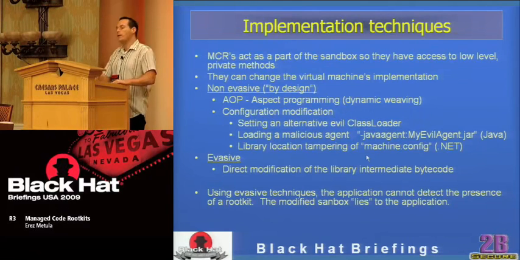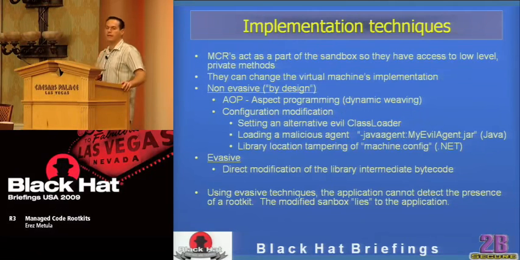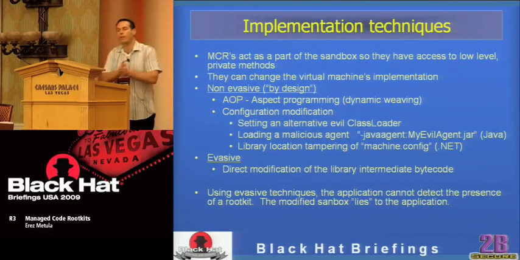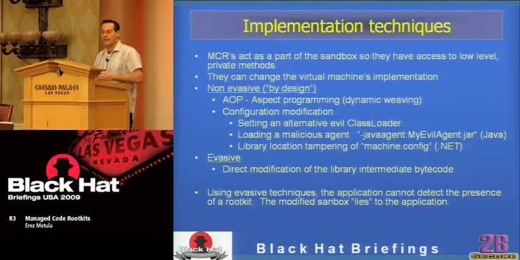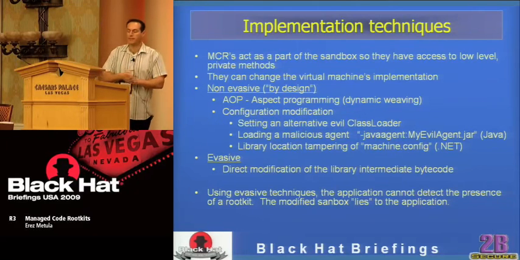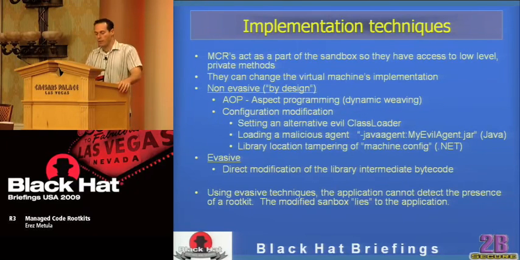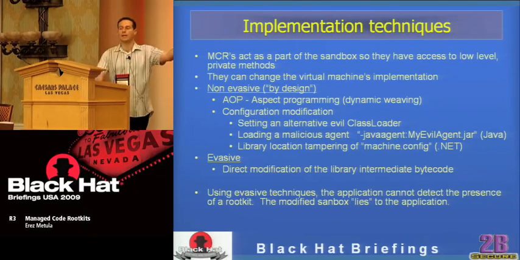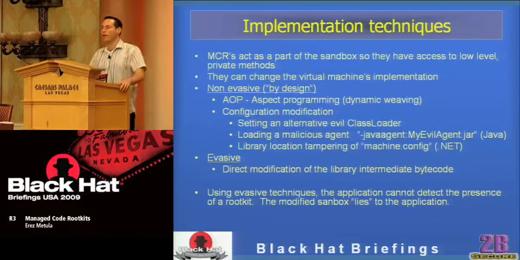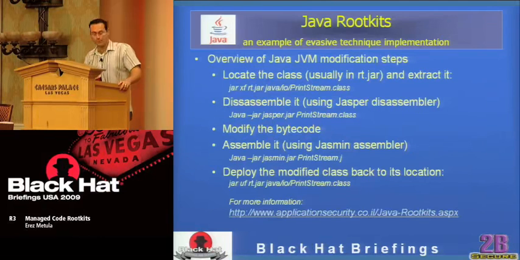For example, modifying the machine config in .NET. All of those ways let you do the same thing that we're doing here now, only that can be easily seen. And in evasive technique, when we're talking about modifying the virtual machine so that the application cannot detect it, we are talking about the ways in which we can lie to the application and hide the presence of the malware that is running inside the virtual machine.